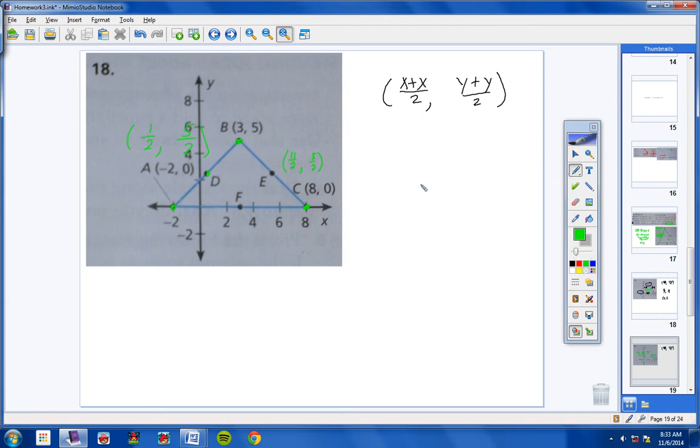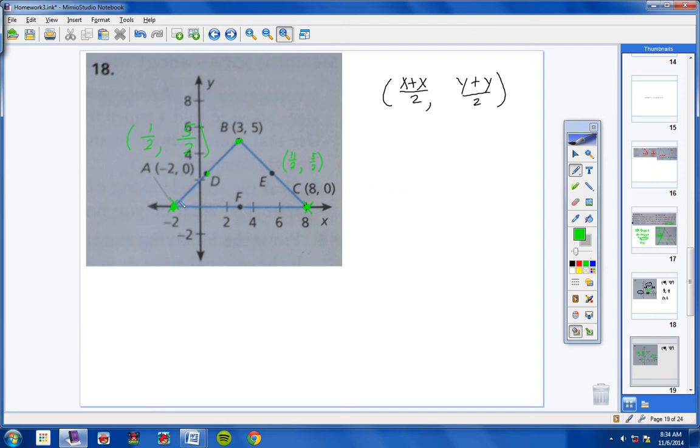Or you could also put 5.5, 2.5. Either way is fine, okay? All right, our last one here. Let's see, we have the midpoint between this point and this point here, okay? So what would that be?